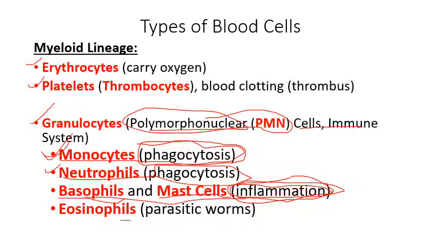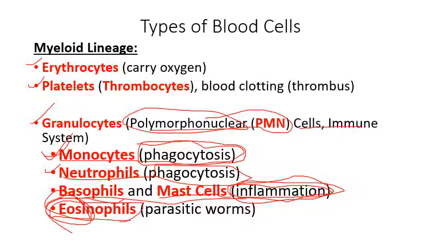Finally, there's a granulocyte called an eosinophil. Now, the word eos is an ancient Greek word for pink. So you know that leuko is the ancient Greek word for white. Erythro is the ancient Greek word for red. Eos is the ancient Greek word for pink. So these cells are grainy in appearance and they appear pink when you look at them under the microscope.